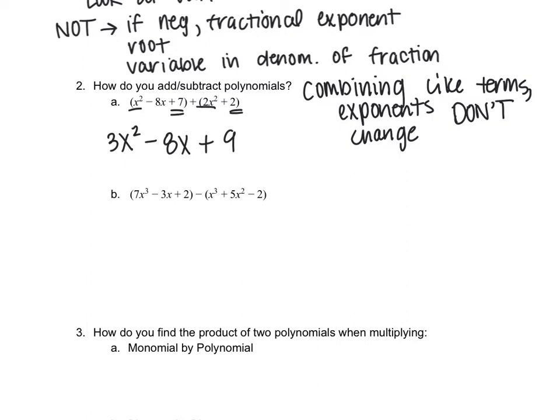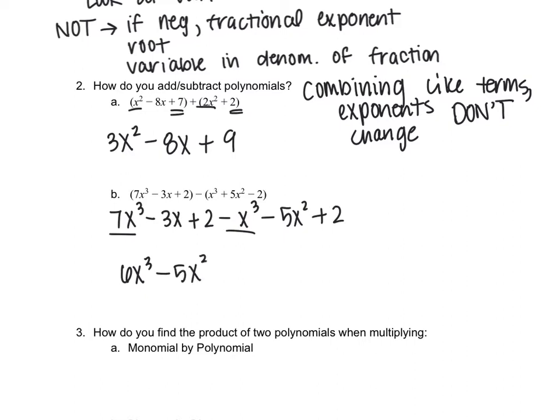When we're subtracting polynomials, remember, I said to always distribute that negative into the second set of parentheses first. So we have 7x cubed minus 3x plus 2 minus x cubed minus 5x squared plus 2. Now it's an addition problem where we can combine like terms. So 7x cubed minus x cubed is 6x cubed. There's no like term for our x squared term, so minus 5x squared. There's no like term for our x term, so it stays minus 3x. And then 2 plus 2 is 4.